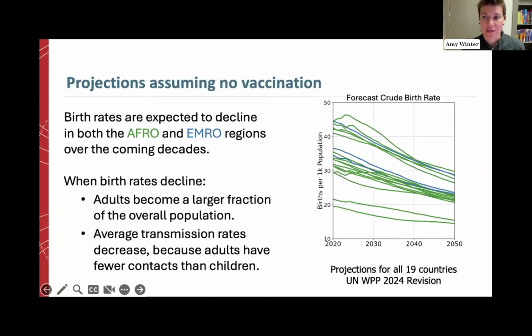We also need to consider the effects of demographic changes. So in the schematic that Matt showed earlier, he showed sort of a straight line, but in reality, we know that CRS cases are increasing in a no vaccination scenario. So this is happening because birth rates are projected to decline from current rates in the 19 focal countries, according to the UNPD, even as populations in these countries continue to grow. Declining birth rates means that adults will comprise a larger relative proportion of the population. And because adults have fewer contacts than children, the average transmission rate will also fall.